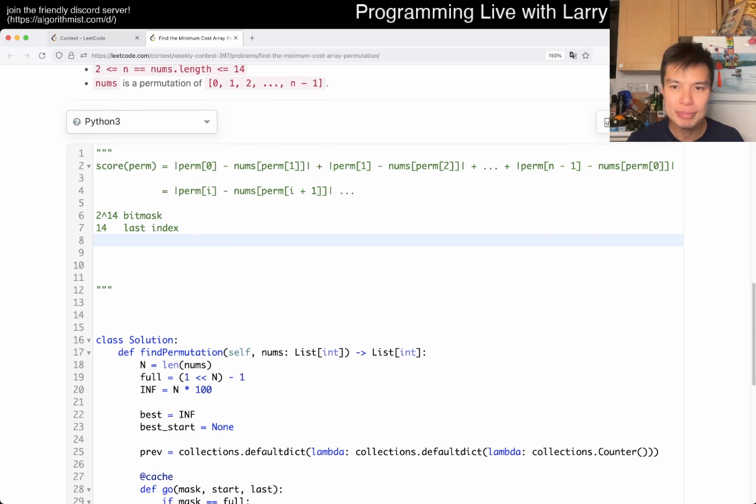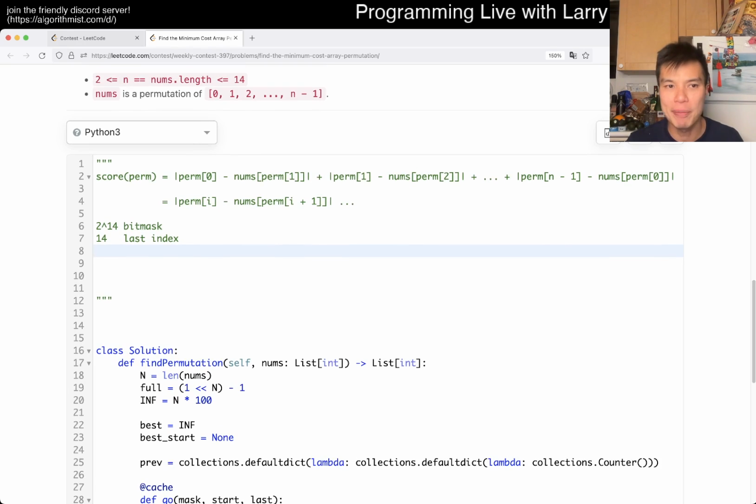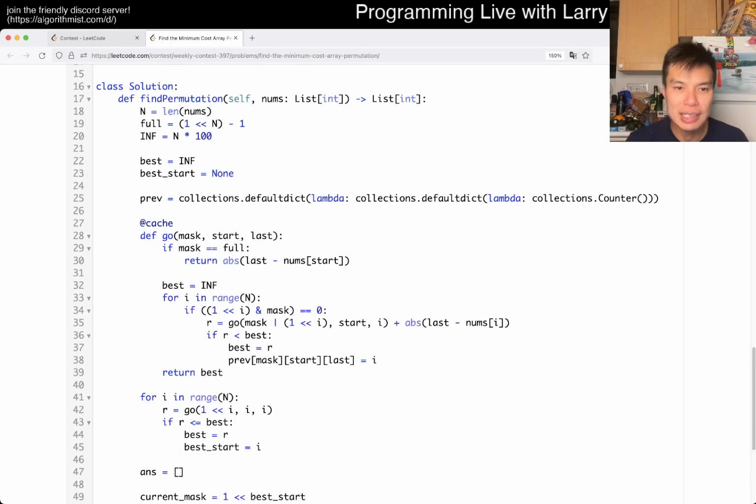And then one more thing: if you look at this formula, we need to know the first number. If you need to know the first number, then there are going to be 14 possible first numbers, and you have to pass it along, because it changes the result. So that's basically the idea.